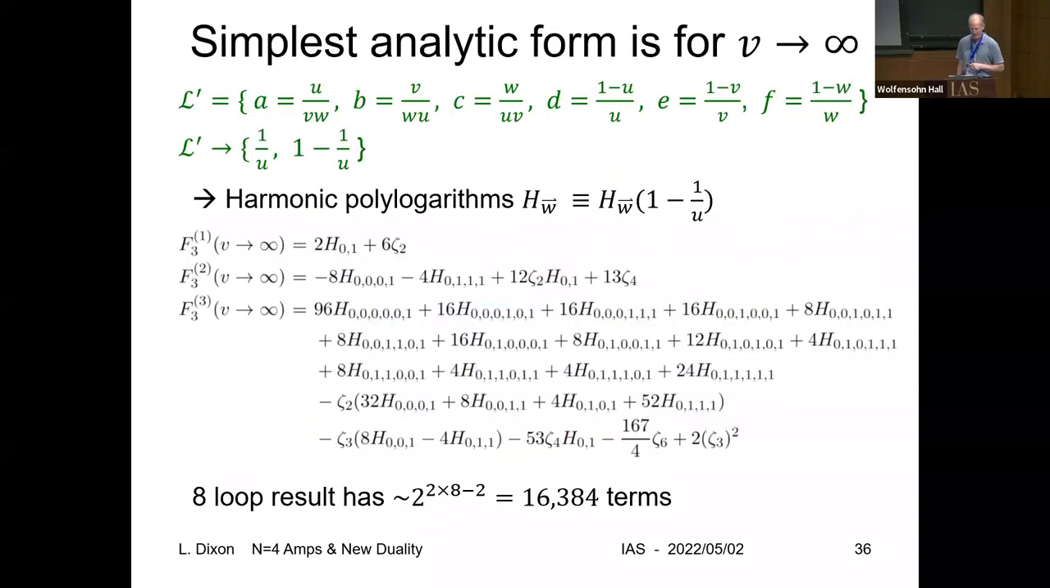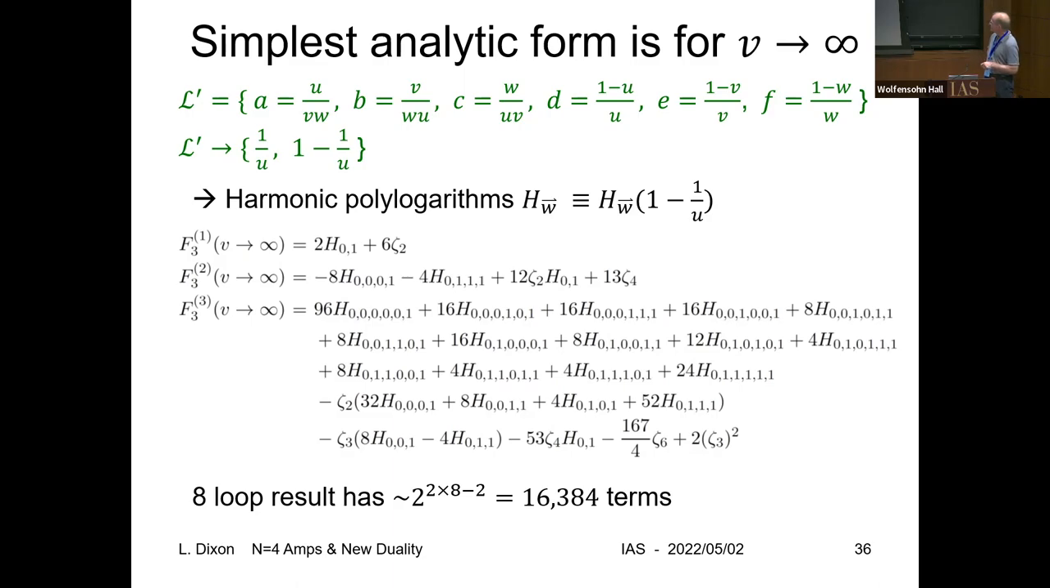We can actually simplify things even more if we take a kinematic limit, which is sort of how we found this duality in the first place. We took the limit v to infinity. If you look at this simple alphabet here, and you take v to infinity, and you remember what w is, one minus u minus v, you'll see that the only symbol letters you're left with are one over u and one minus one over u, or u and one minus u if you prefer. And because of that, we know the answer has to collapse to harmonic polylogs with just zeros and ones in front. And one minus one over u is the argument.